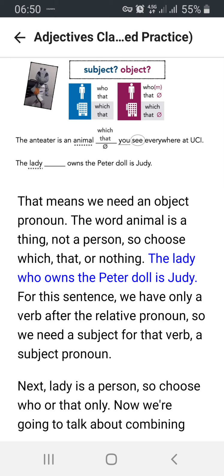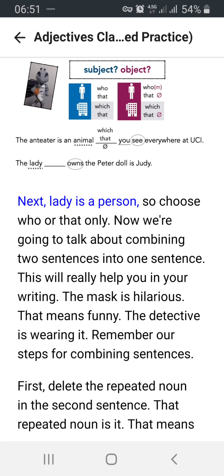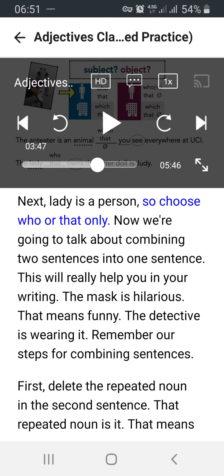The lady who owns the Peter doll is Judy. For this sentence, we have only a verb after the relative pronoun, so we need a subject for that verb, a subject pronoun. Next, lady is a person, so choose who or that only.